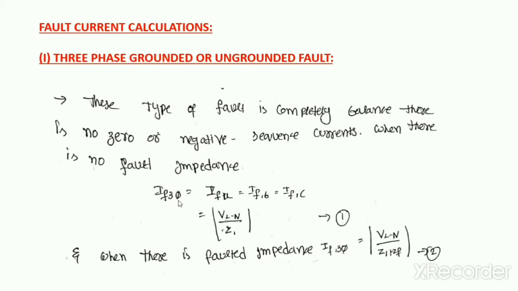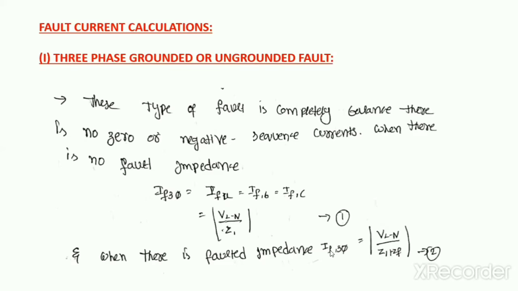Therefore I fault three-phase is equal to V by Z1, where Z1 is the positive sequence impedance, where there is a faulted impedance.